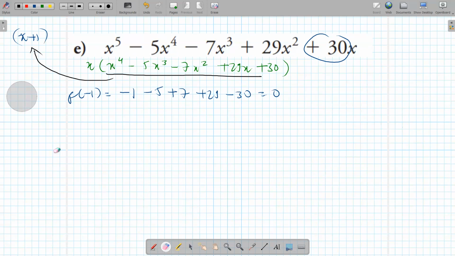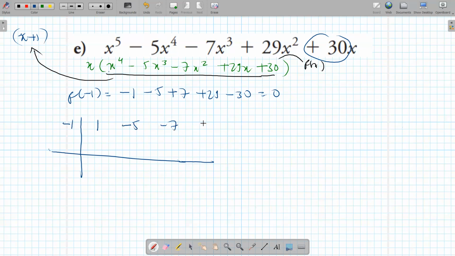So the next step here would be to divide our f of x. By the way, this bracket is our f of x. We're going to divide this by x plus 1. I'm going to use synthetic because, like I said, synthetic is way quicker. So to use synthetic, you put your k value here, which is -1. What do we put here? What are the coefficients of f of x? What's the coefficient of x4? 1. So now what's the next one? -5. -7. 29 and 30. There we go. That's our setup.